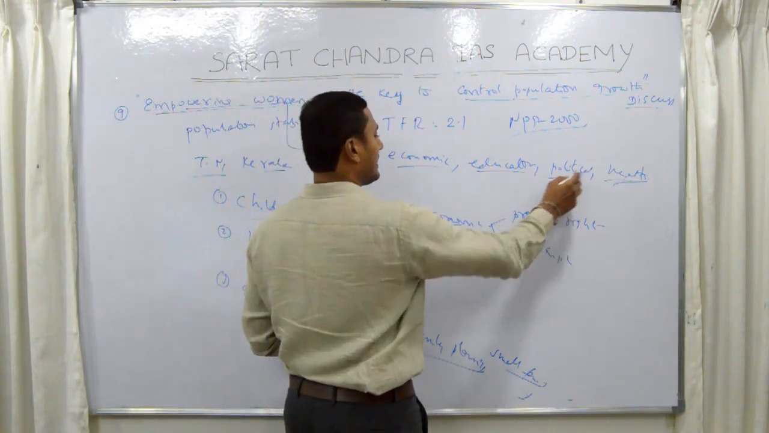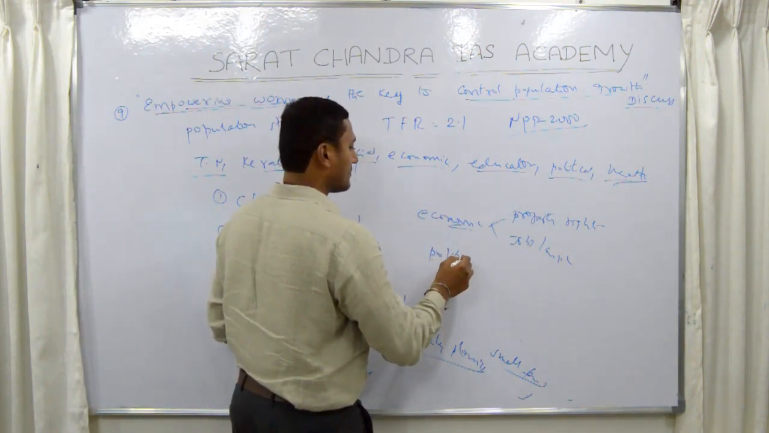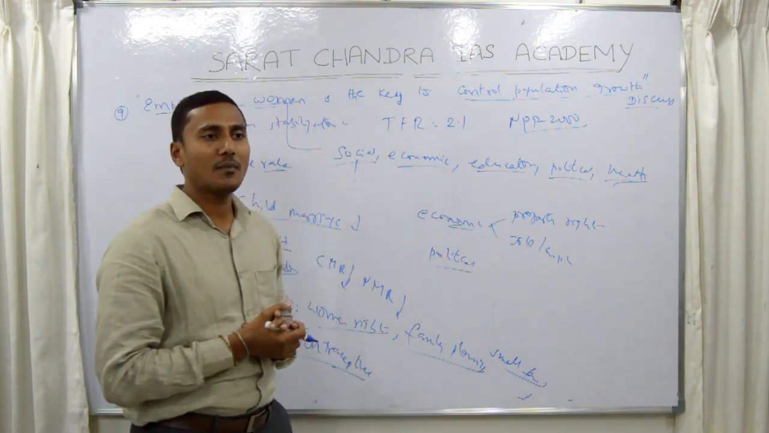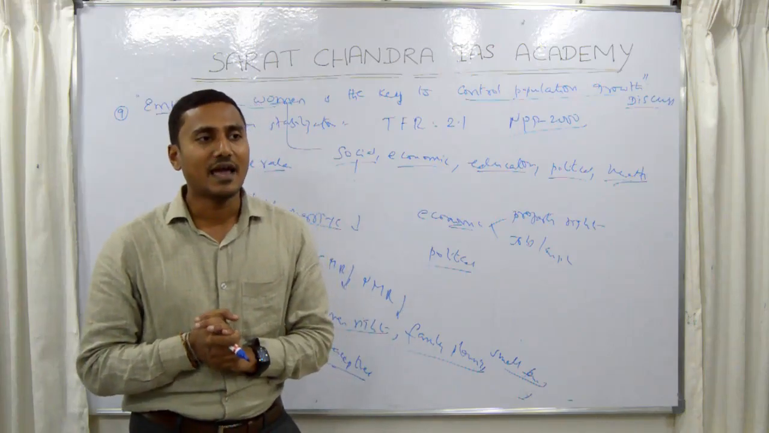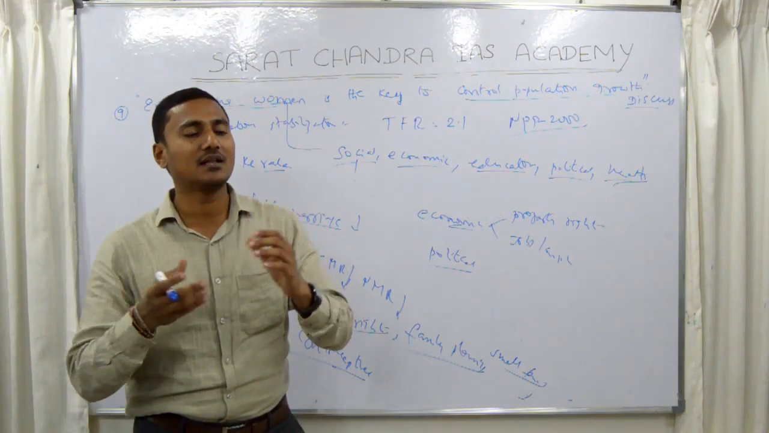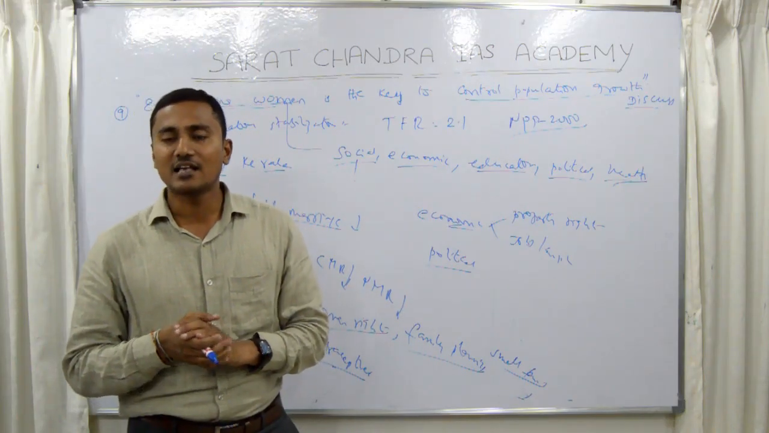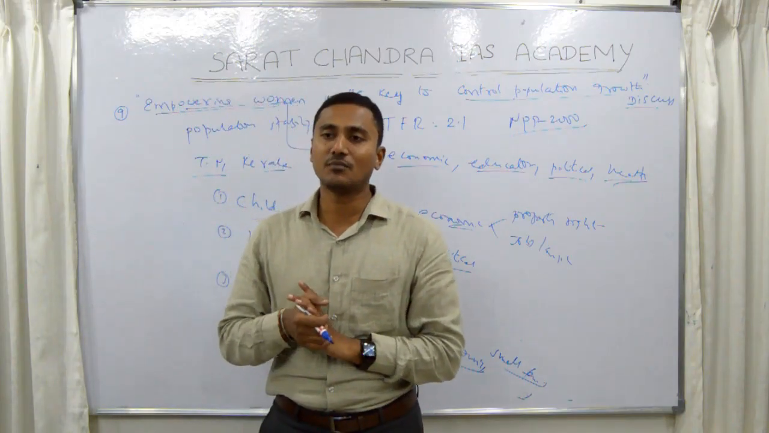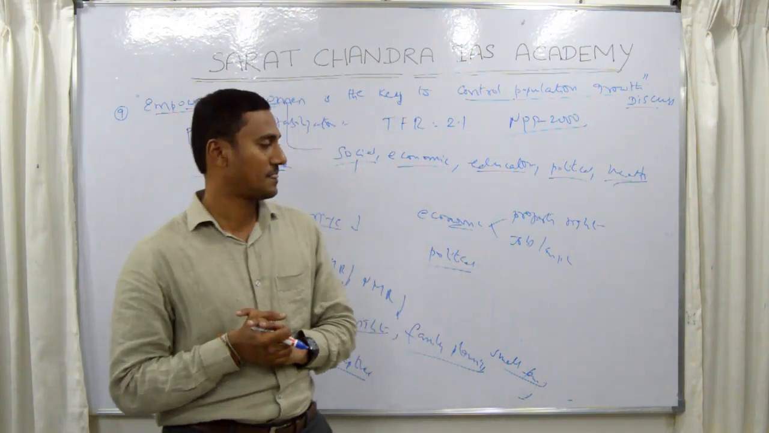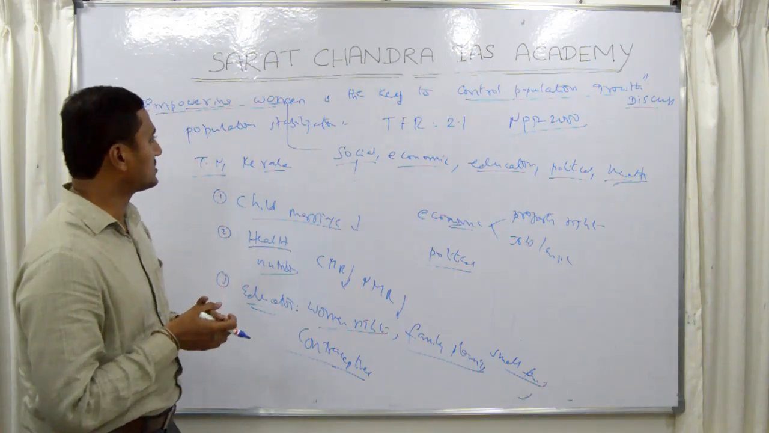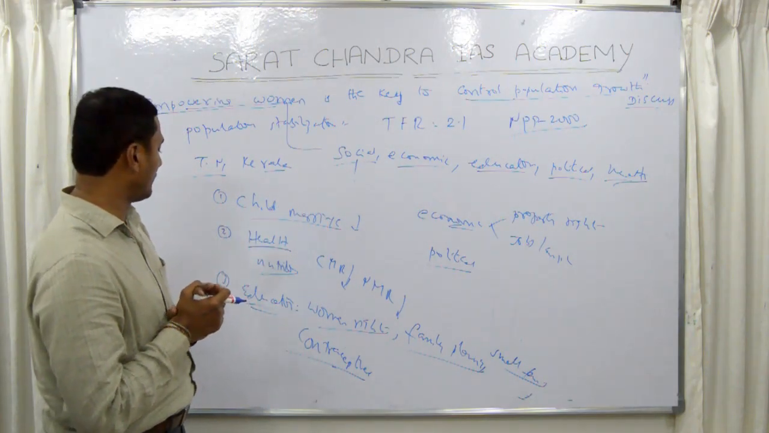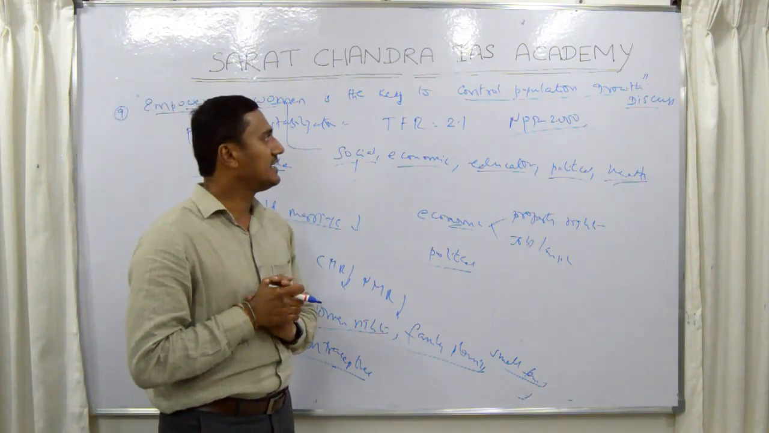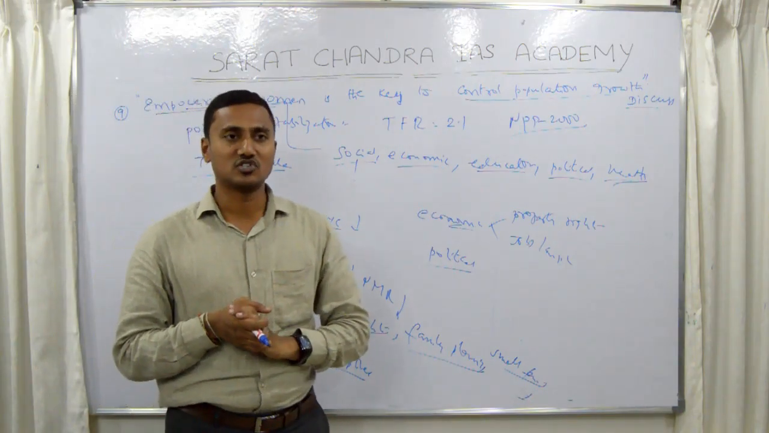Similarly, we see political empowerment. If more and more women come into lawmaking, they would make better laws on family planning and better national population policy, and they would also implement the population policy in the right direction. Thus, you can see how social, economic, educational, political and health empowerment helps India in controlling the population growth.